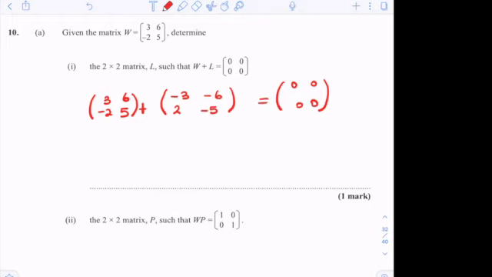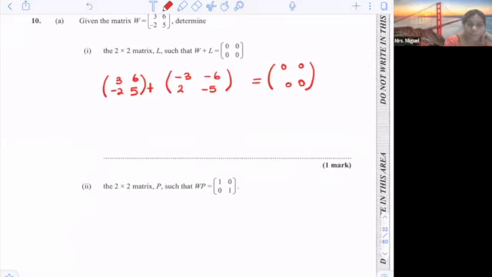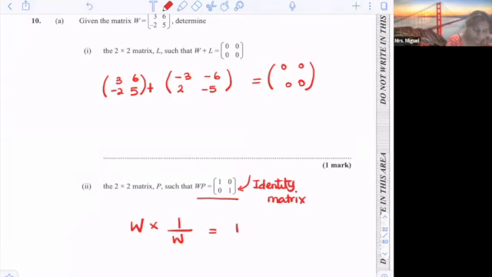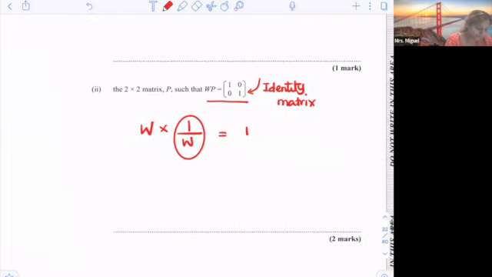Yeah, miss. All right. We want a 2 by 2 matrix that will give us the identity. This is called the identity matrix. And a matrix W multiplied by 1 over W will give us 1. And this is the identity. So what they are asking you is to find the inverse, because this 1 over W is the inverse. So let's find the inverse.